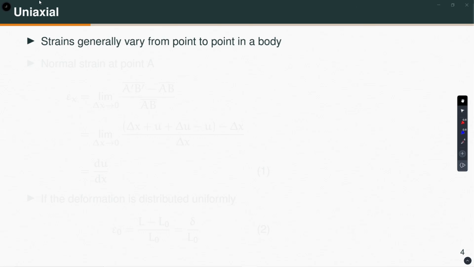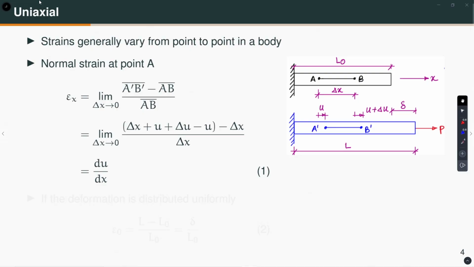As you know, whenever you take any body which is subjected to some sort of forces, strain from one point to the other will vary. This is easy to understand. So, let us first take a very simple case of a uniaxial problem. Here I have a member, where I am taking a small element AB, which is basically a straight line, the length of which is delta x, and I am setting delta x tending to 0. So, I am looking at strain at point A.